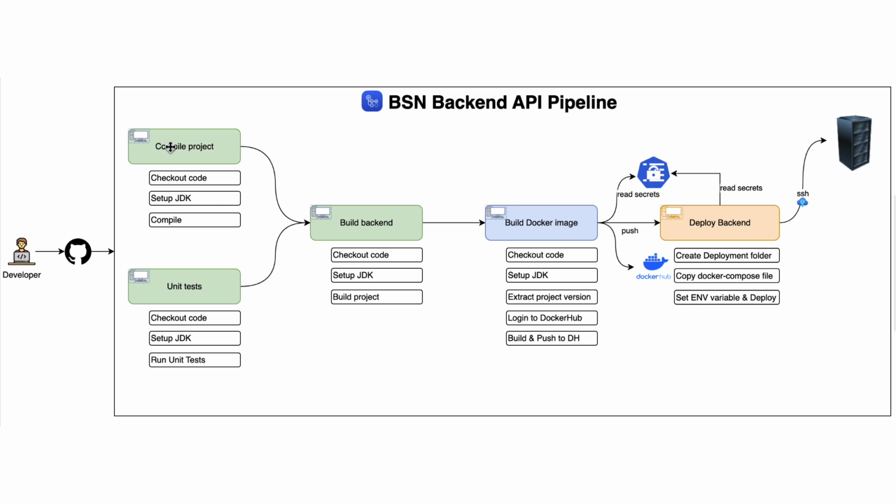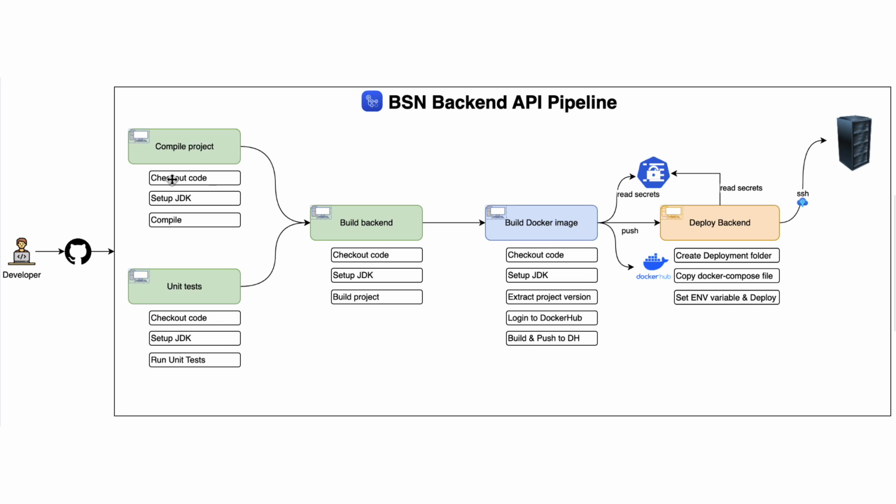So here you see that at each job we always have checkout code, because we first need to check out the code since the job will be running on a separate machine. If we check out the code the first time, the code is only available in this machine, but it's not available in the second job or the third, and so forth.